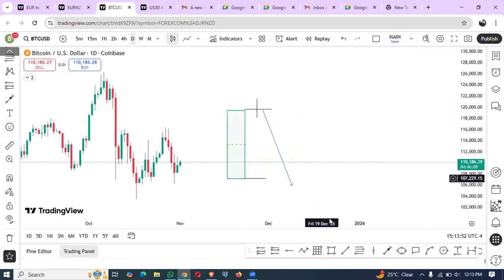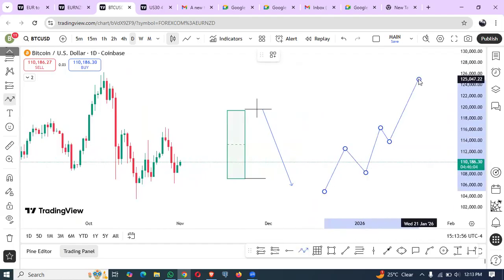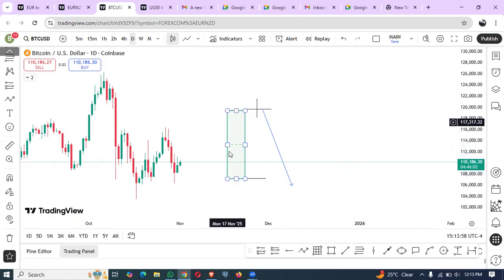Only this stuff. We are not looking for impulse, correction, impulse on the higher time frame. No. We look for this stuff on the higher time frame. Are we getting it?